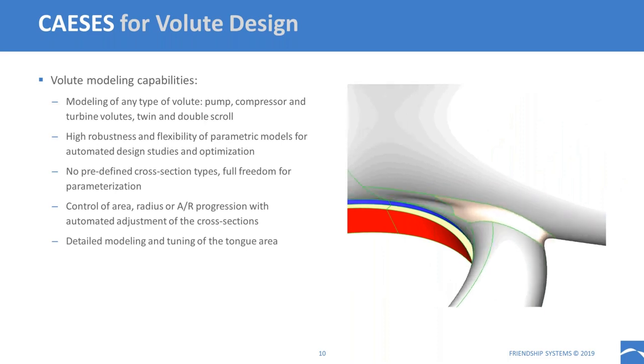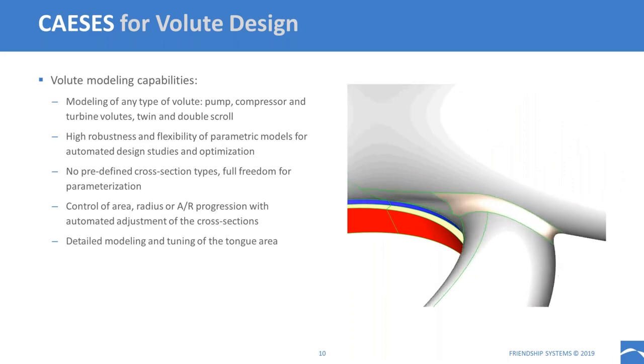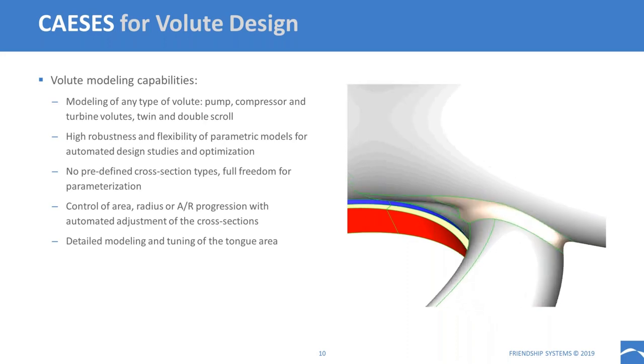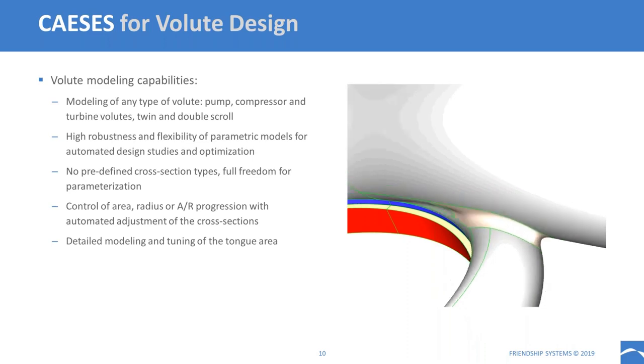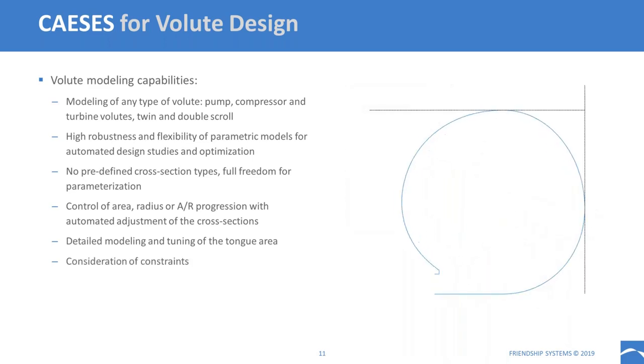The tongue area of the volute, or cutwater, as it is sometimes also called, is a very critical area. So of course here we can also do some very detailed modeling and cover all variants of this tongue shape. And constraints can also be considered. So for example, if you want to control the area progression of your volute scroll, increase the area around the circumference, but you have a certain limitation with regard to space, you can take these limitations into account and make sure that your cross-section grows, so to say, only in the space that is allowed, as you can see in the animation here on the right.